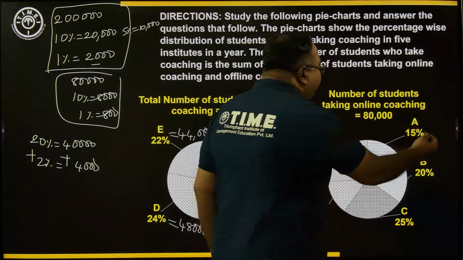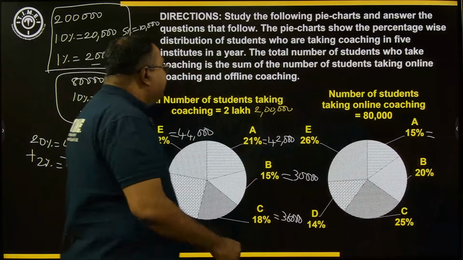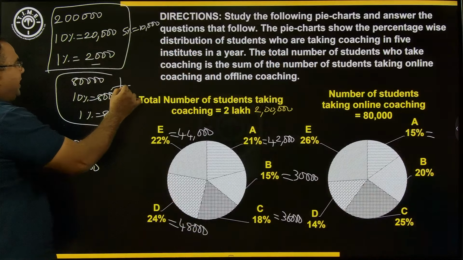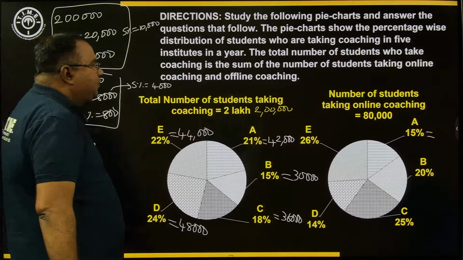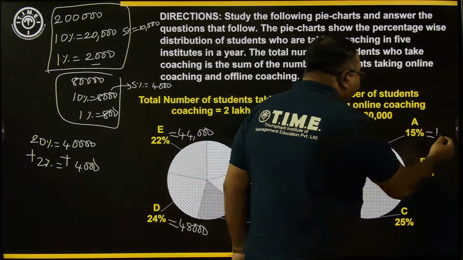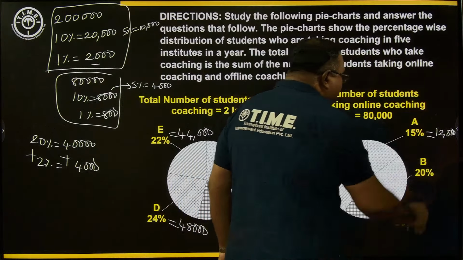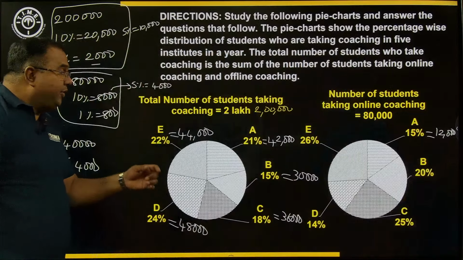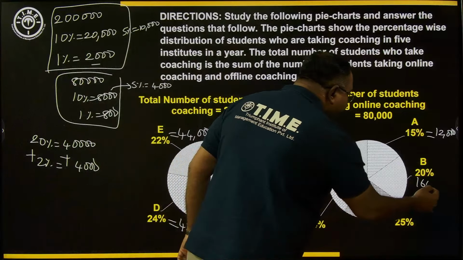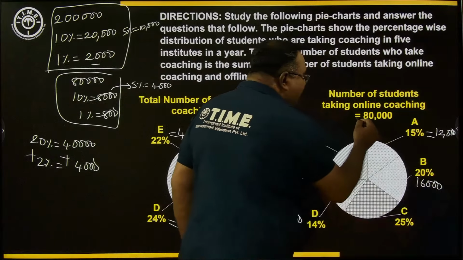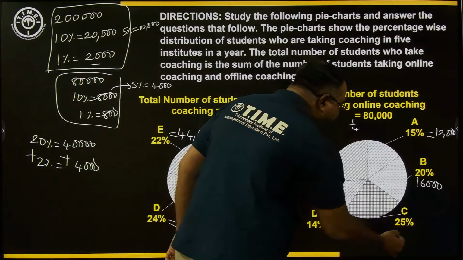This is how much? 15%. 10% is 8,000. Okay. 5% will be half, 4,000. 8 plus 4, this is 12,000. Right? B is 20%. How do you get 20%? Double of 10%. 8,000 double is 16,000. 25% is 1/4 of 80,000. 1/4 of 80,000 is 20,000.